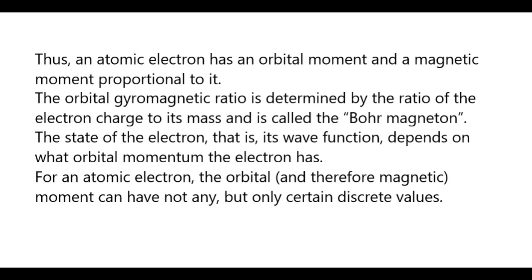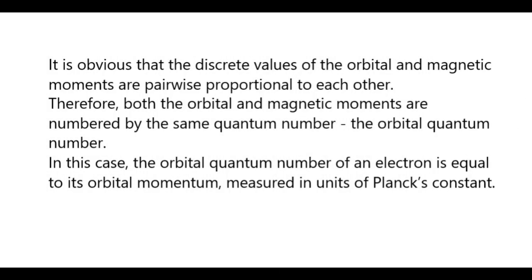The orbital gyromagnetic ratio is determined by the ratio of the electron charge to its mass and is called the Bohr magneton. The state of the electron, that is its wave function, depends on what orbital momentum the electron has. For an atomic electron, the orbital, and therefore magnetic, moment can have not any, but only certain discrete values. It is obvious that the discrete values of the orbital and magnetic moments are pairwise proportional to each other. Therefore, both the orbital and magnetic moments are numbered by the same quantum number, the orbital quantum number.